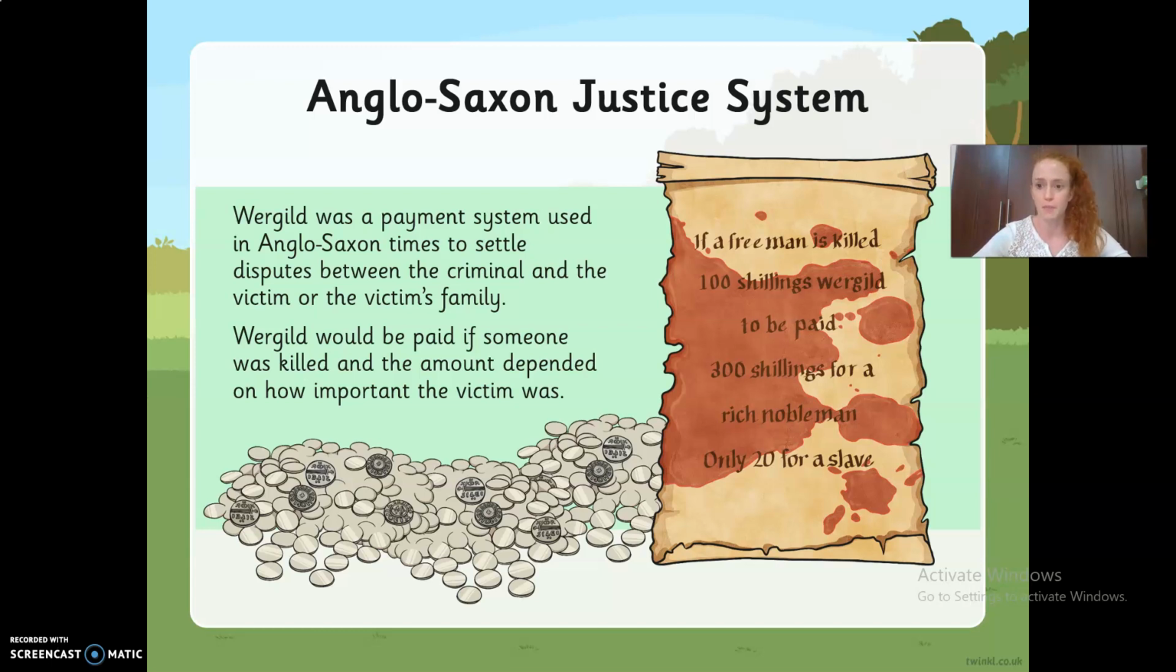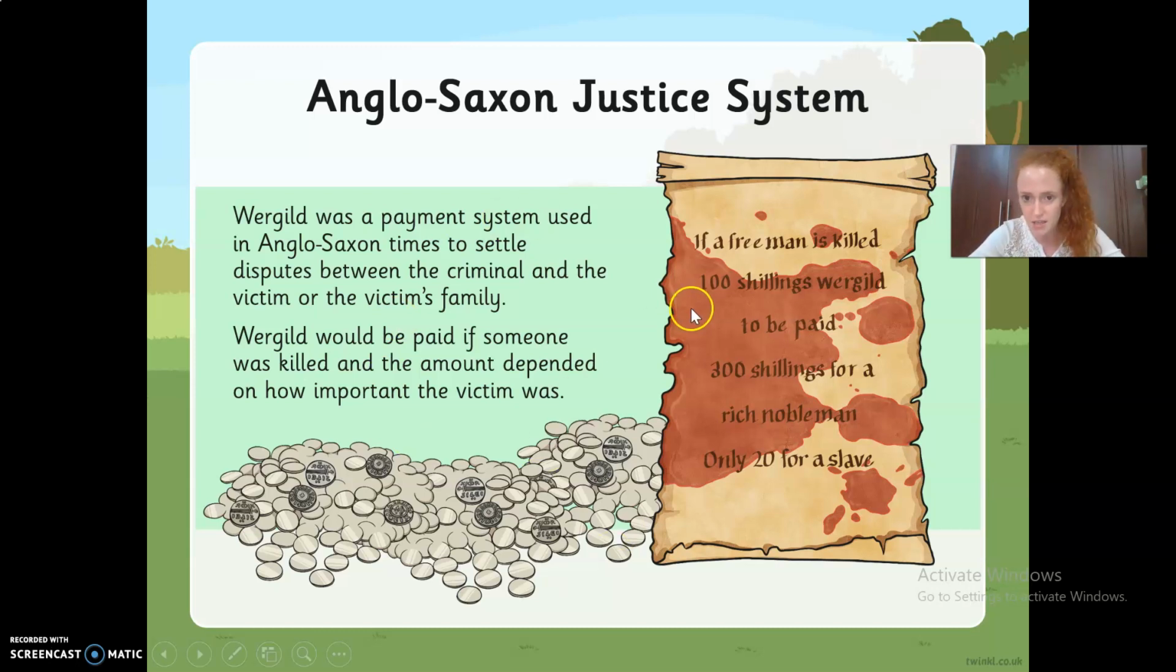Now guys, about a Wergild. A Wergild was a payment system used in Anglo-Saxon times to settle disputes between the criminal and the victim or the victim's family. So if there was a criminal and they committed a crime against someone, they would have to settle it. And there was a system called Wergild system for that. So wergild would be paid if someone was killed, and the amount depended on how important the victim was. So it was usually used when someone was killed.